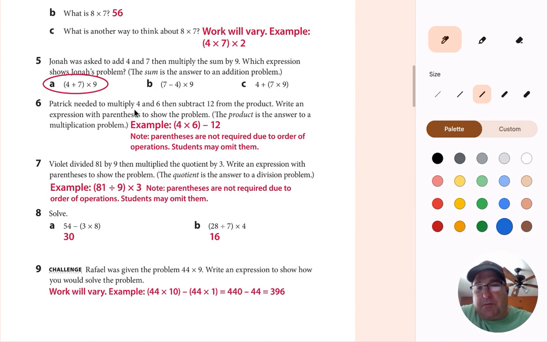All right, Patrick needs to multiply 4 times 6, then subtract 12. Write an expression with parentheses to show how he would solve it. Well, if we're multiplying 4 times 6, then we're taking 12 away. That's what we would want to see. Now, it's funny how it says use parentheses, but then in the answer it says you don't actually need the parentheses, do you? Because order of operations tells us to do that first. So we'll talk about that in class too.